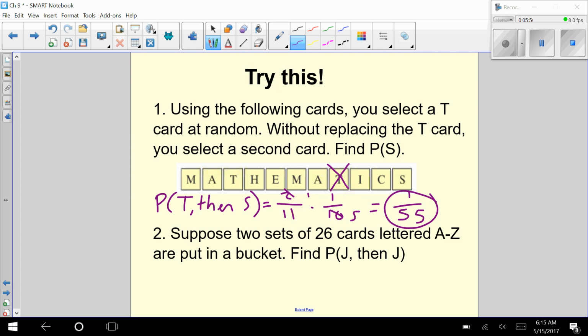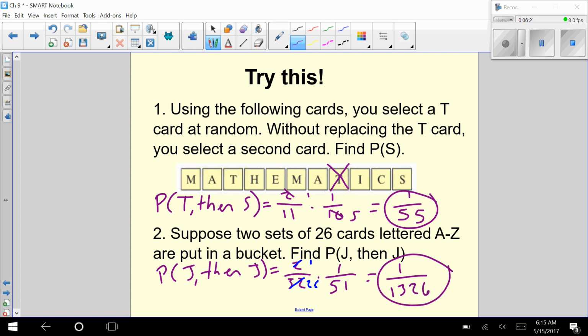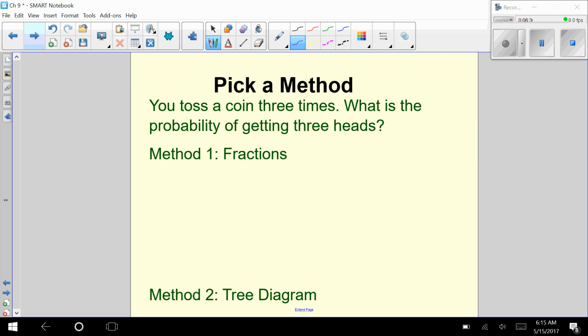Now we have two sets of 26 cards. We're going to find the probability of J, then J. The probability that the first card is a J is 2 out of 52 because there are 52 total cards in there and 2 of those are J's. Now I took one of those J's out, so there's one left. And I took one card out, so there's only 51 cards left. Now we're going to multiply these, but let's first simplify this first fraction to 1/26. So when I multiply, I get 1/1326 as my probability.